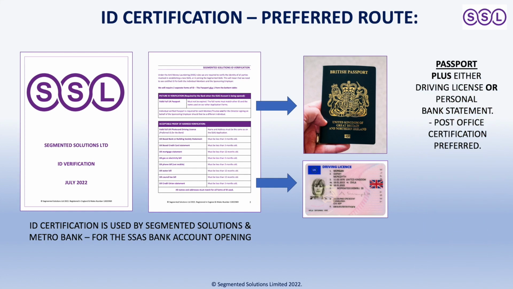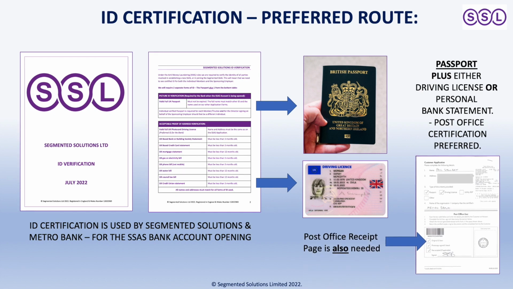We prefer post office certification. We'll go into the reasons why a bit later on. So in terms of the ID, we need certified passport and certified proof of address, ideally a driving license. And if you're using the post office, there's a post office receipt page, which is an A4 page that is also needed. So each member will require 3 things: the passport, driving license, and the post office receipt. And if there's 4 members, that's 12 things.